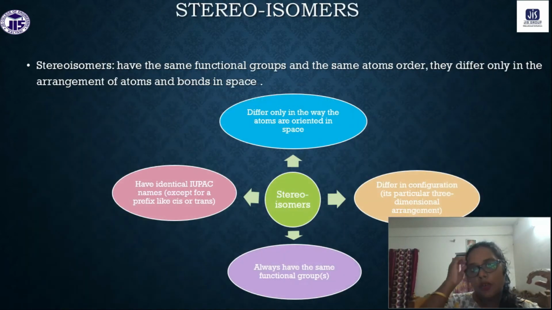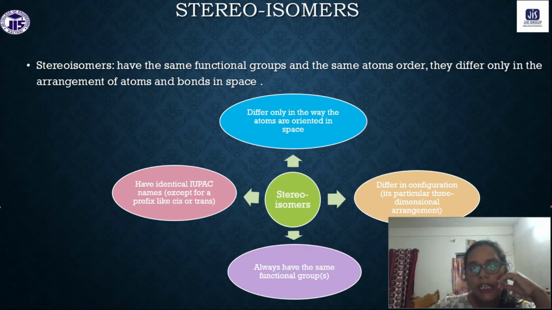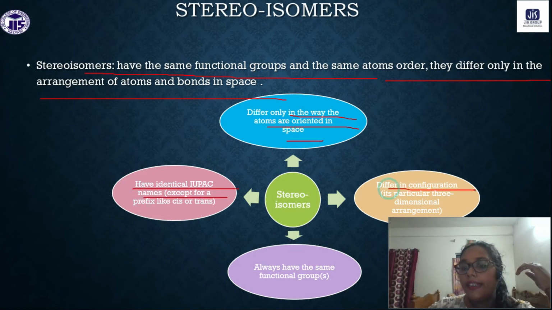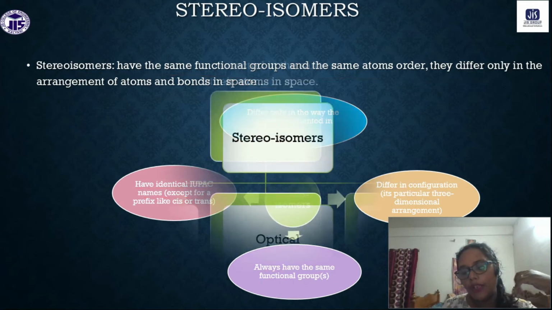Okay, next is stereoisomers. Stereoisomers have the same functional groups and the same atoms, but the spatial arrangement of the atoms will be different. They differ only in the way the atoms are oriented in space, have identical IUPAC names, differ in configuration, and always have the same functional groups. So these are some of the properties of stereoisomers.